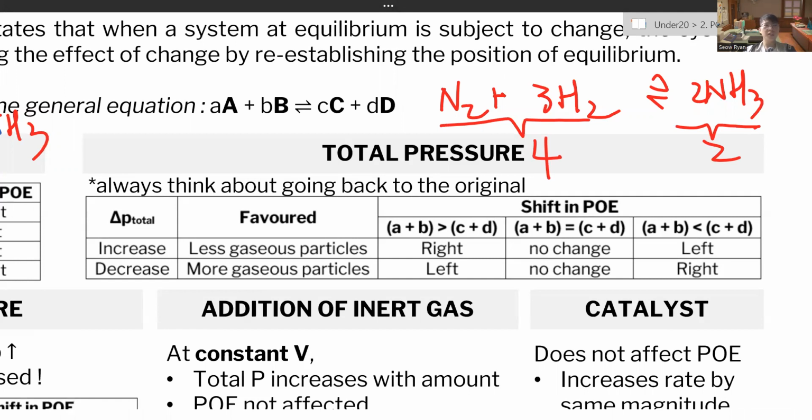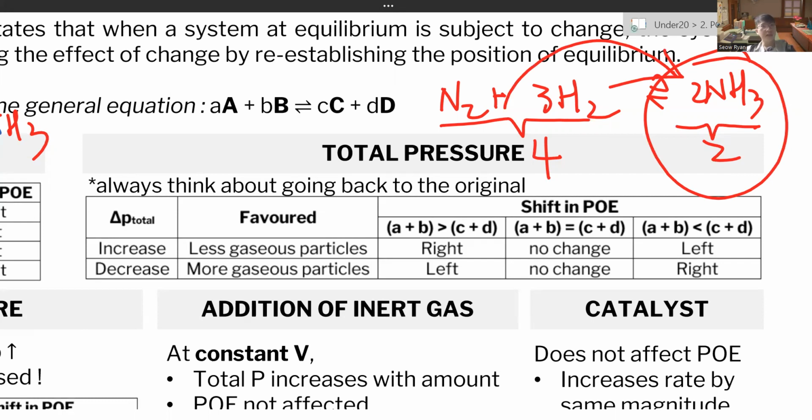Because if there are fewer collisions, there's less force acting on the walls of the container, and therefore there is a decrease in the pressure. So how we can do that is to shift to the side with fewer number of moles, which happens to be the right hand side. So if I were to increase the pressure of the system, the reaction will favor the forward reaction and the position of equilibrium shifts to the right.